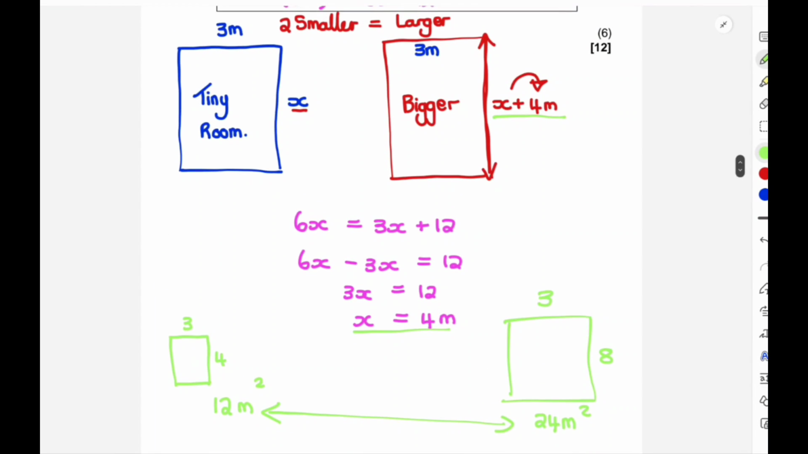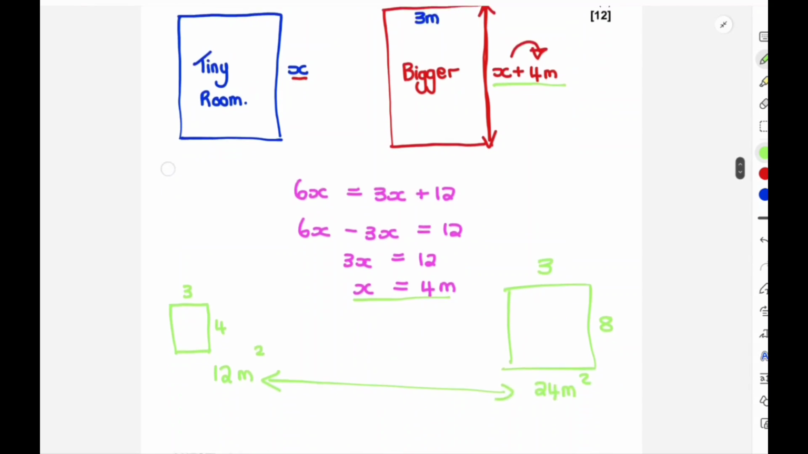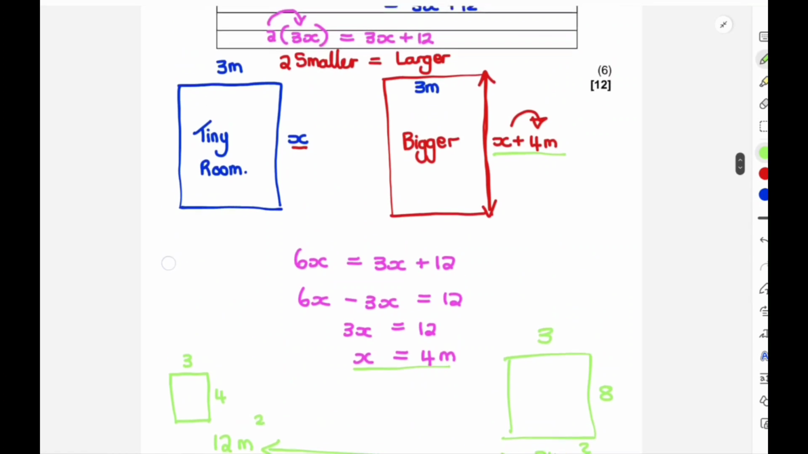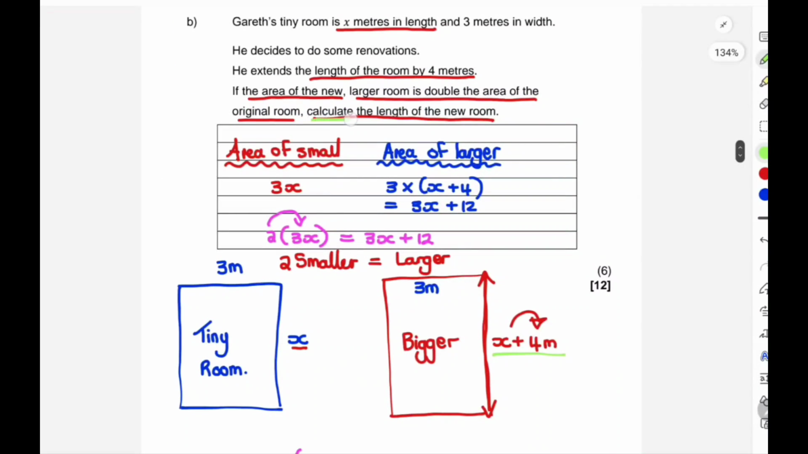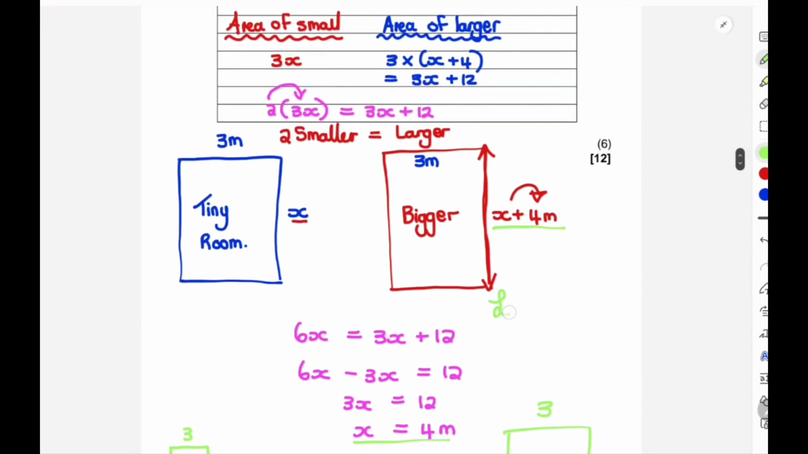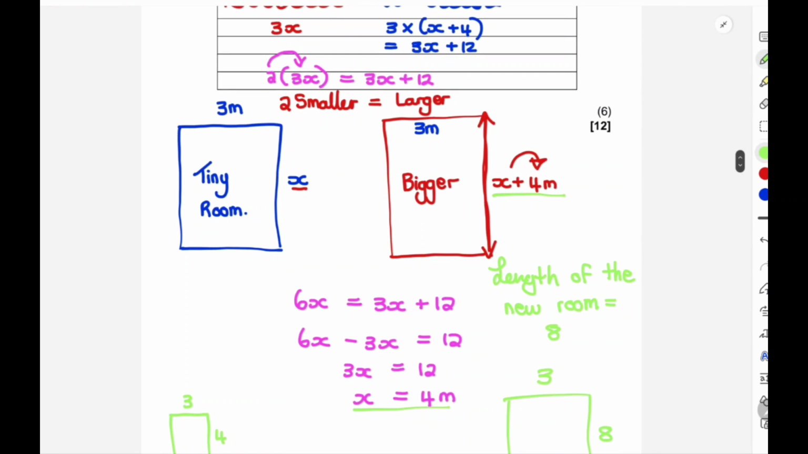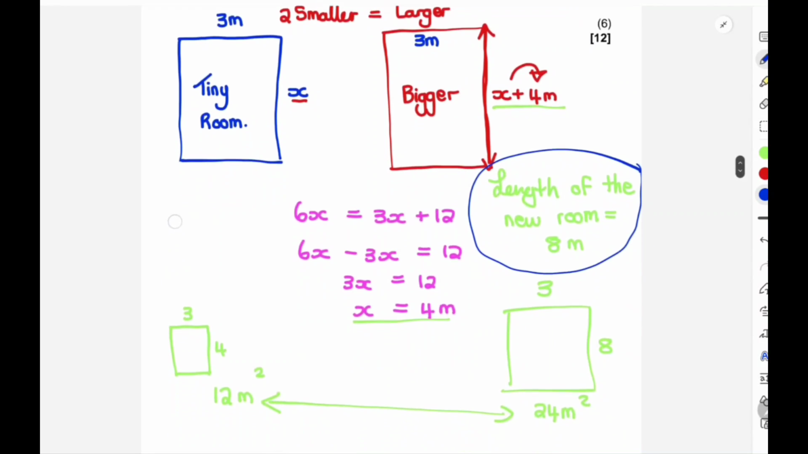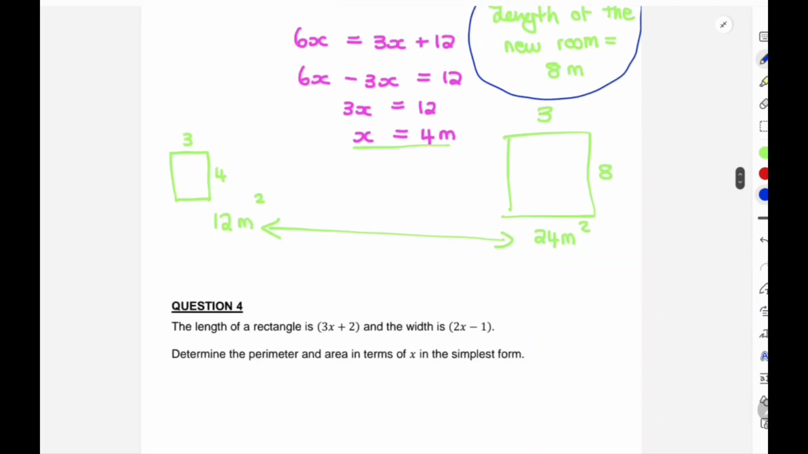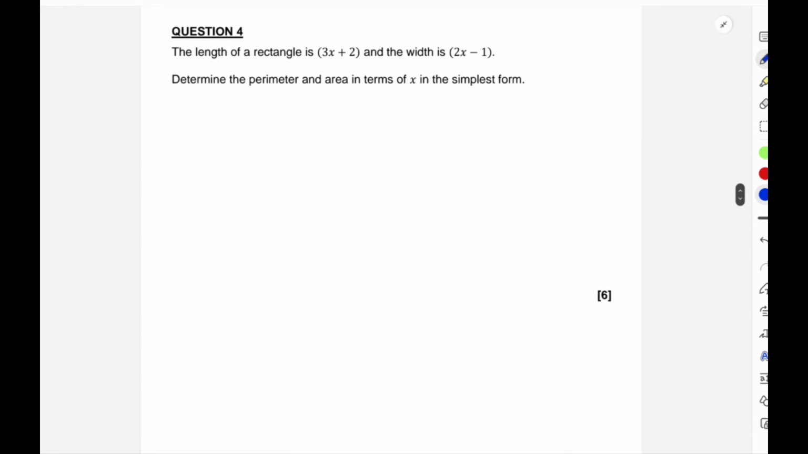You know, if I go plug it back in, does it give me all the specifics they were talking about? So now the final answer, sorry, was calculate the length of the new room. So the length of the new room is equal to 8. 4 plus 4 is 8 meters. And then just always highlight or let your answer stand out, especially if you've got lots of things going on all over the place. Okay.